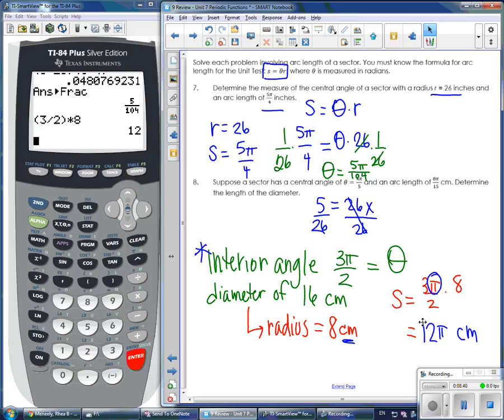I'm not even going to bother with number 8 because that's a little bit harder than the one on the test as well. So if you can do the example that I just threw out there, then you should be good to go for the test.